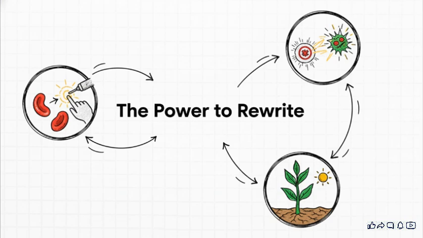We're talking about the real possibility of correcting the single-letter typos that cause devastating diseases like sickle cell or cystic fibrosis. We can engineer a person's own immune cells to hunt down and kill cancer. We can design crops that can survive drought and provide more nutrition. The possibilities touch literally every part of our world.